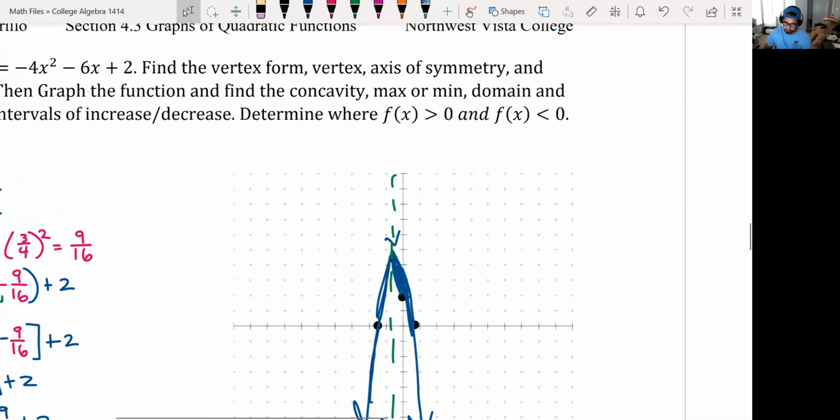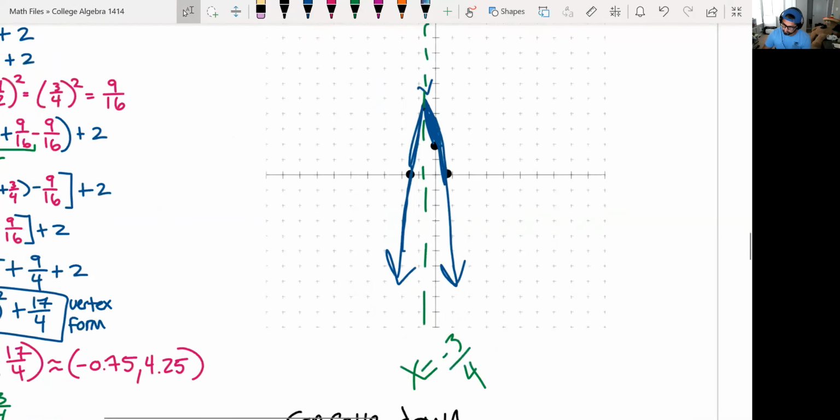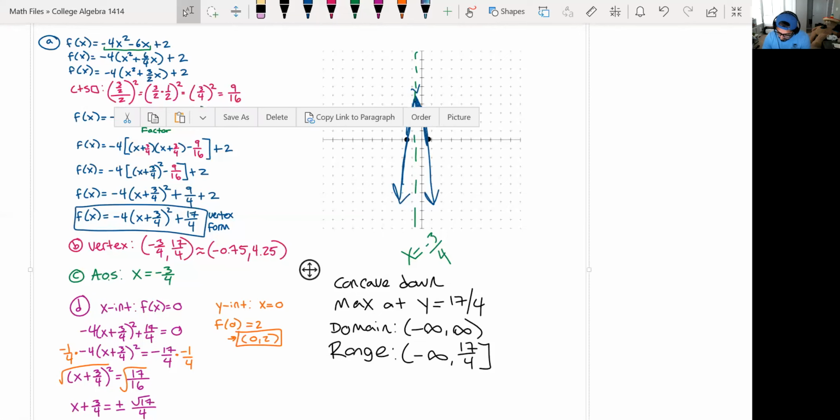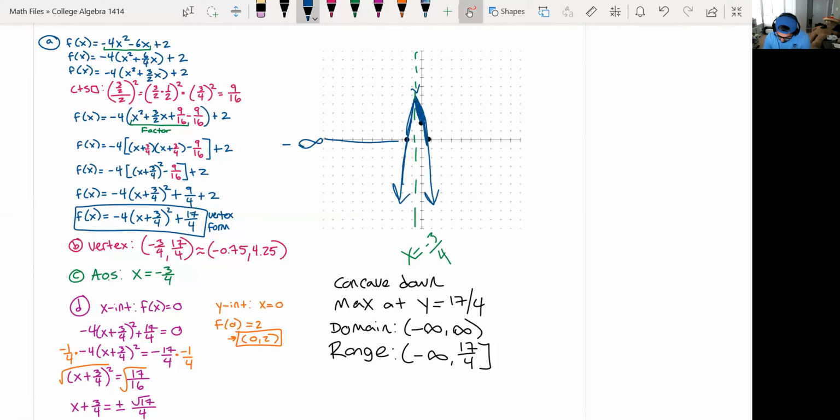And then intervals of increase, decrease. So from -infinity all the way to the x value of the vertex, which is -3/4, we see that the function is increasing. So we increase from -infinity to -3/4, close bracket. And then from that x value to infinity, we see that the function is decreasing.